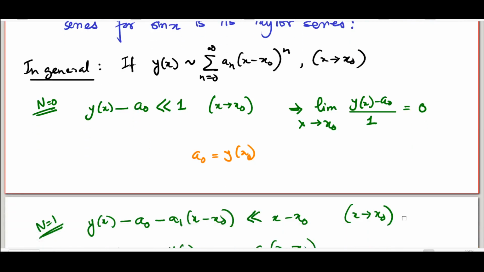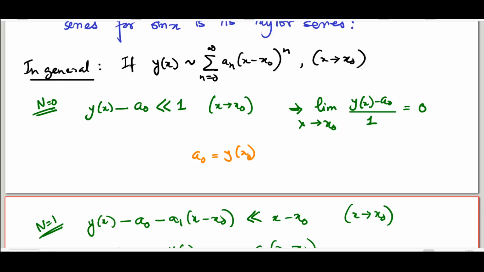Now, what about n equal to 1? For this, we have to take our partial sum up to the 1st term, which is actually the second term of the series. So y(x) minus a0 minus a1 times (x minus x0) must be negligible, this time compared to the power x minus x0.